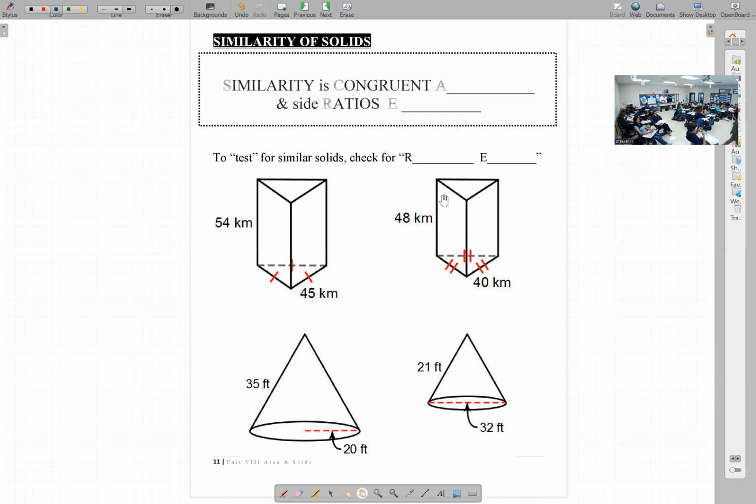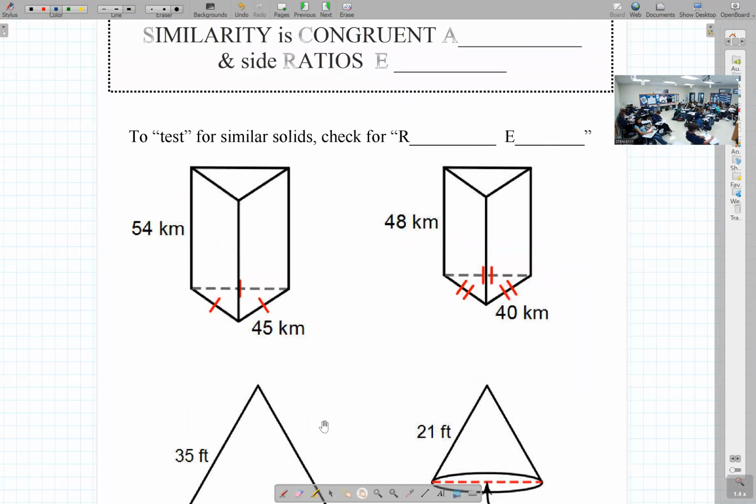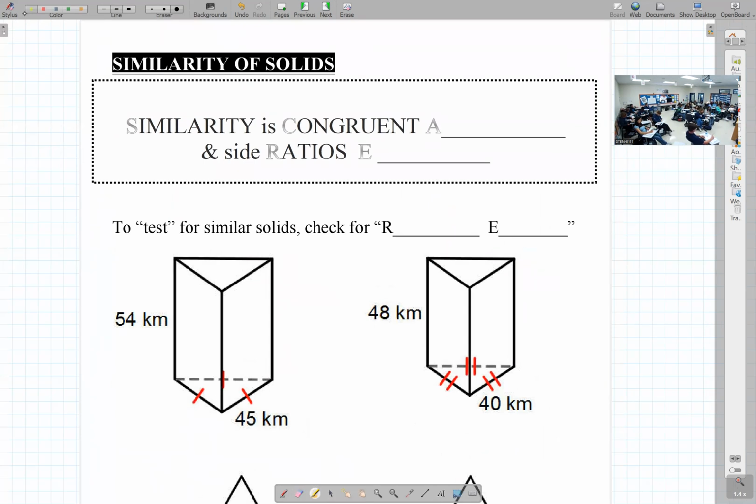This technical definition is SCARE. At the top, start filling out those blanks. If you remember, I'm going to give you 5 seconds, see if you can fill them out from memory. SCARE. S-C-A-R-E. 5 seconds. Fill them out. Similarity is congruent what? Angles and side ratios equal.